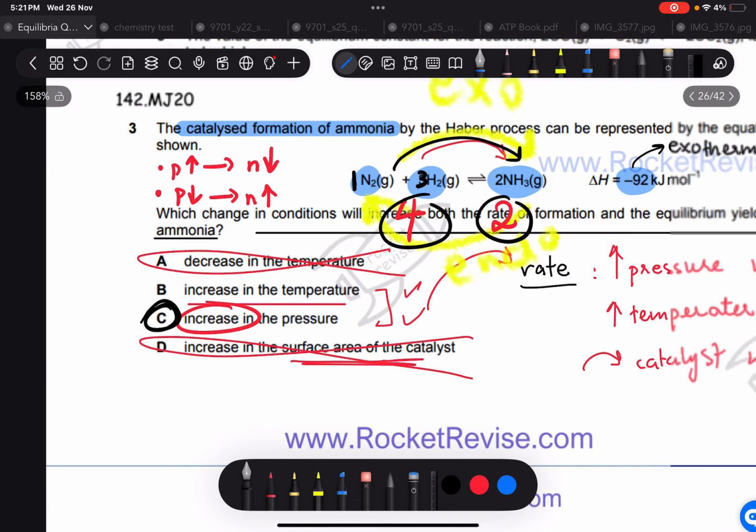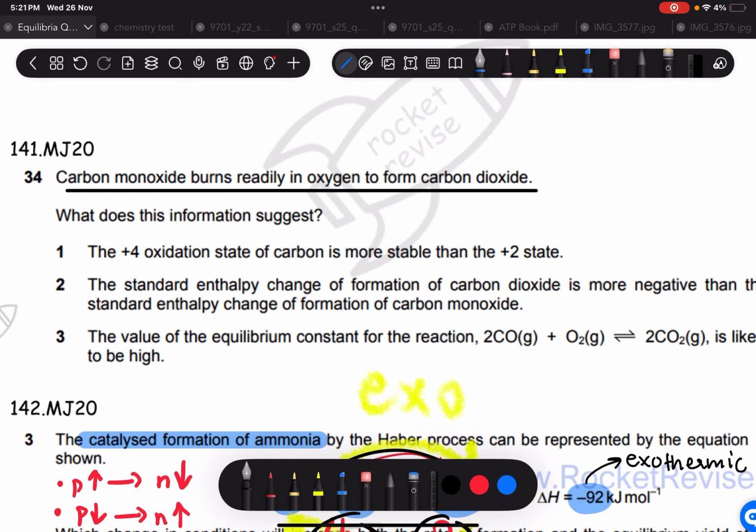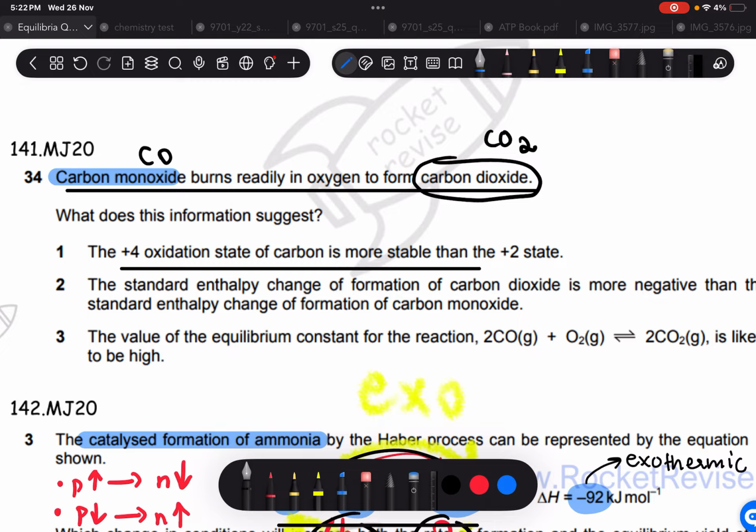Okay, carbon monoxide burns readily in oxygen to form carbon dioxide. What does this information suggest? Okay, carbon monoxide, which is CO, burns readily to form carbon dioxide, which is CO2. The +4 oxidation state of carbon is more stable than the +2 state.